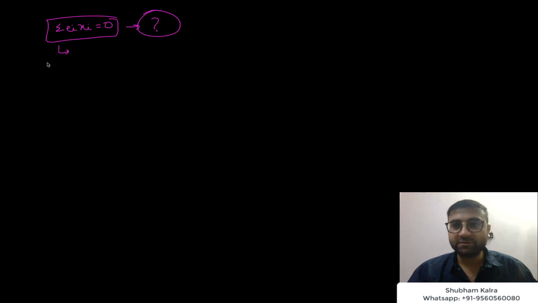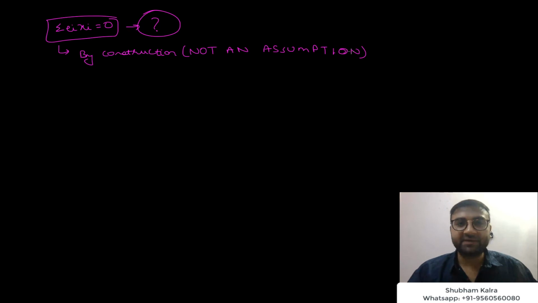From summation of ei multiplied by xi equal to 0, the question is, what is it that we get from here, and what is the importance of this? Before I show you some math, first understand that this is happening because of the way the OLS method is constructed. So this is happening by construction, this is not an assumption. Whatever we are going to get from here is happening by construction, not by assumption. Okay, so let's see what we get from here.